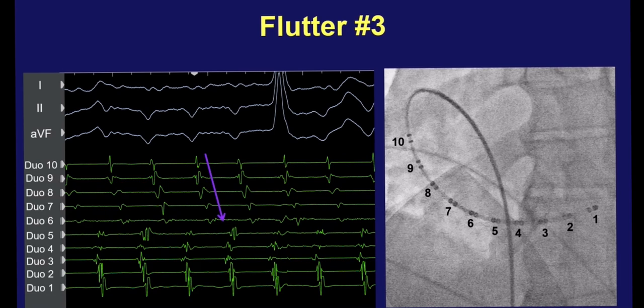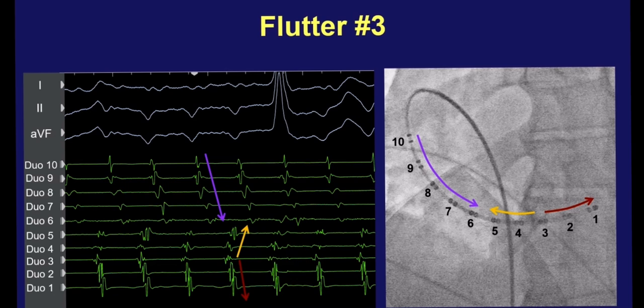First, if we look at duodeca 10 through 6, we can see that that wavefront direction is consistent with a counterclockwise right atrial flutter. If we look at duodeca 3 through 1, again, we can see travel from right to left in the coronary sinus, again consistent with counterclockwise right atrial flutter. However, if we look at duodeca 3 through 5, you see the opposite direction of wavefront, traveling in a clockwise direction across the medial floor of the right atrium, not consistent with counterclockwise right atrial flutter.